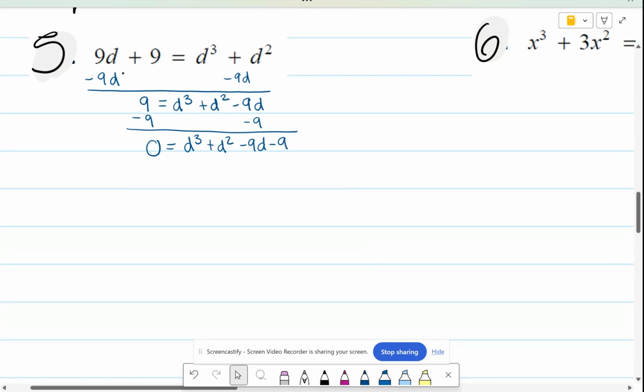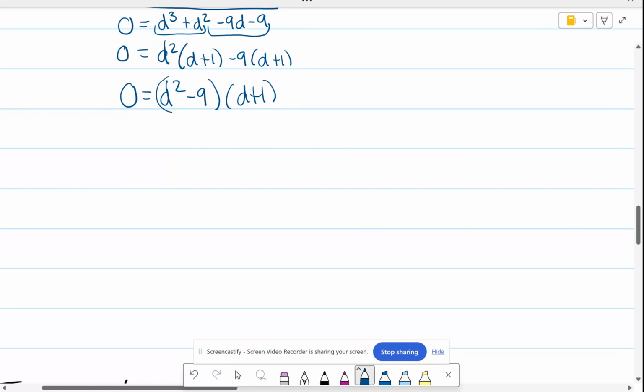Go ahead and pause the video and use factoring by grouping yourself, and then come back and we'll solve it. This is what you probably got when you factored by grouping. However, as I hinted at a few minutes ago, this is a difference of squares. So we are not done yet.